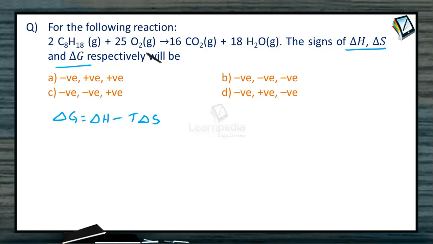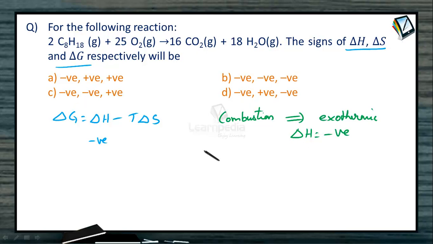What is this reaction? This reaction is nothing but a hydrocarbon is heated in excess amount of oxygen so that the entire carbon is converted into CO2 and hydrogen into H2O. What is this reaction? It is combustion reaction. And we know that all combustion reactions are exothermic in nature. And whenever it is an exothermic reaction, definitely delta H value is a negative value, isn't it? So this is negative. And that is there in all the options. So we cannot eliminate any one of them.